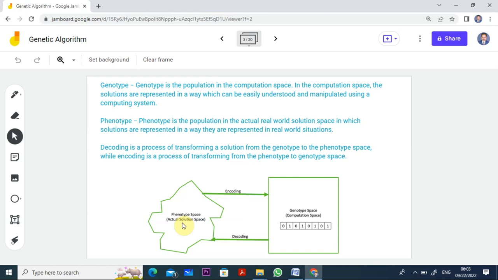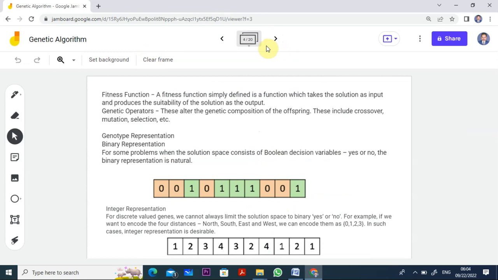The real world situation the computer cannot understand. So it is encoded so that it is converted to a format which the computer can understand. So this is the process. We call it encoding from the real world to the computational space, and decoding from the computational space to the real world. All of this is taken care of, right? Then in our next slide, we are going for finding the fitness function.